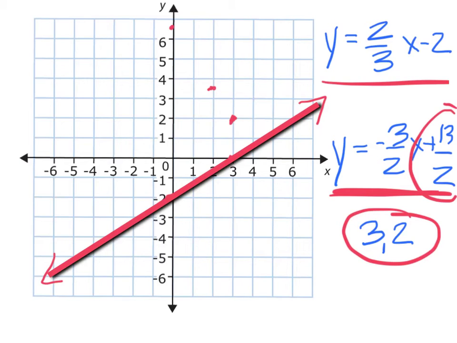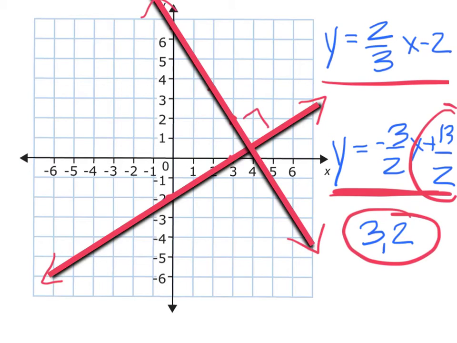So we have to draw a line, and it should look something similar to this, and it does pass through that point, and it creates right angles.